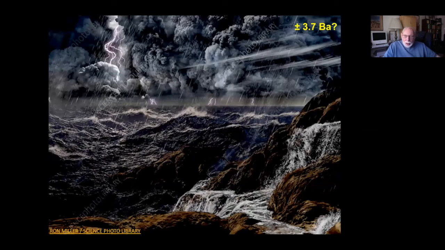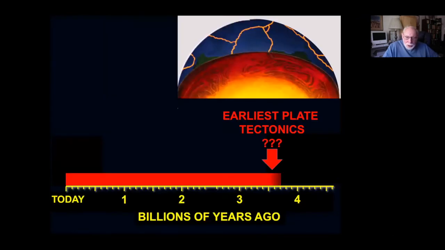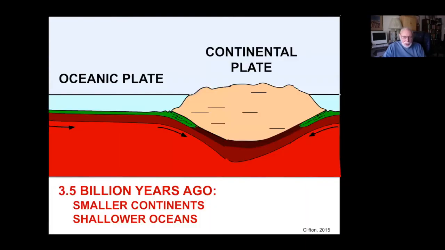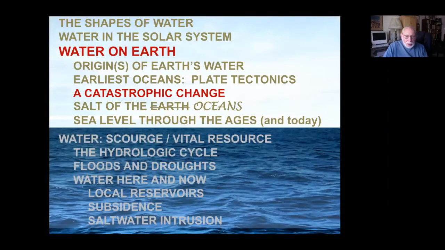And so 3.7 billion years ago, we very likely had continents and oceans. The continents would have been smaller in these earliest plate tectonics, and the oceans would have been a lot shallower than they are today, but they would have still been there. And that set the stage for a catastrophic change in the Earth.